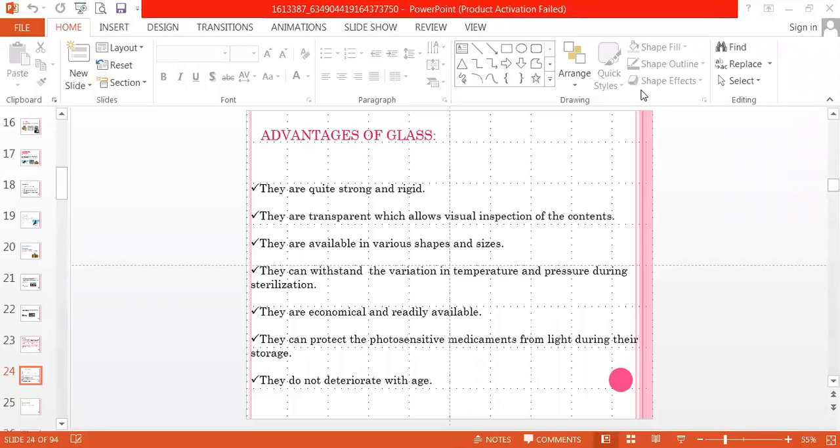As well as that, glass does not deteriorate or become unstable as time goes on. It means if you prepare glass today, it will remain as it is throughout its life. There will not be any kind of degradation of that glass. So these are the versatile advantages of glass, and that's why most of the time we choose glass as a container.